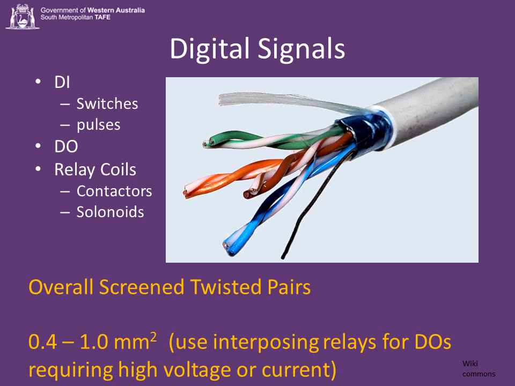Digital signals, these are coming from switches and going out to contactors and relays. Overall screened, so one screen around all of them. Overall screened twisted pairs, 0.4 to 1 millimeter. If you're going to be doing anything high powered or high voltage, then we're going to be using interposing relays in between. We don't bring high power and high voltage into our controllers.